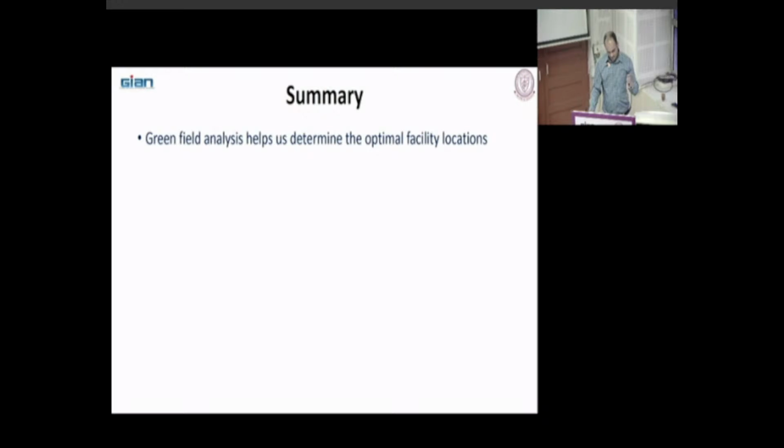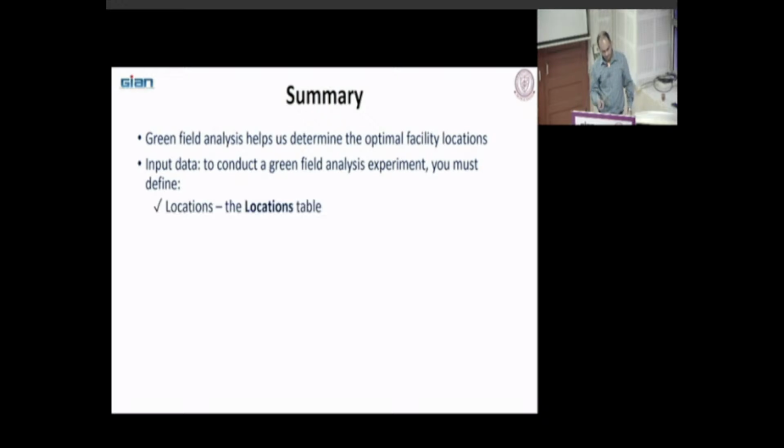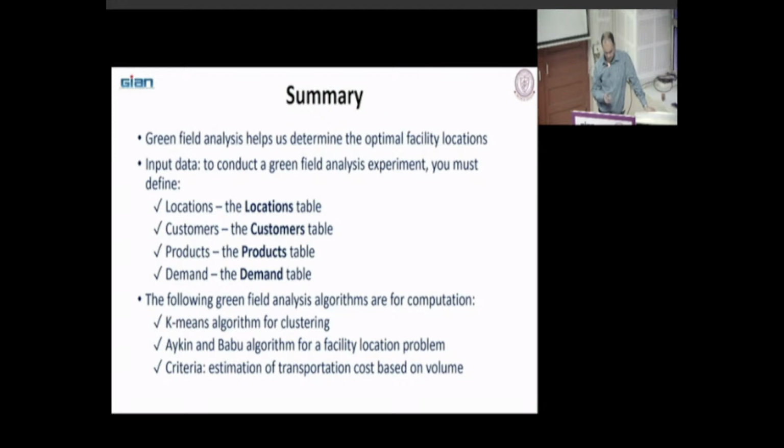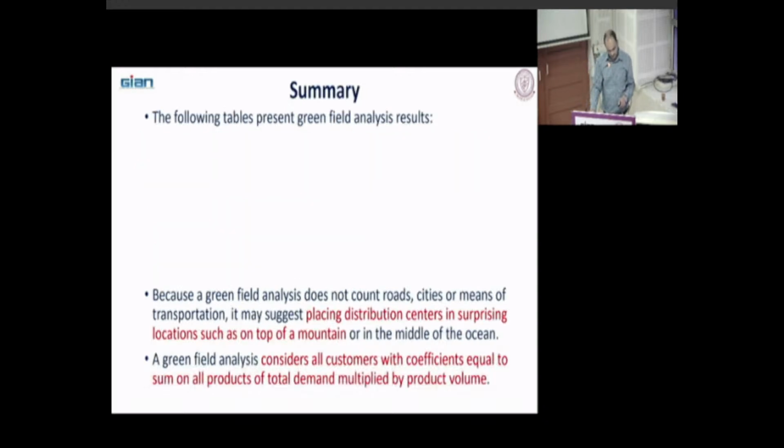Summary: greenfield analysis helped us determine the optimal facility locations. Input data to conduct a greenfield analysis experiment: we already talked about this, the locations table, customers, products, demand. And what kind of algorithms does it use? Greenfield analysis uses the K-means algorithm, the Aitken and Babu algorithm, and then estimation of transportation cost. Greenfield analysis focuses on the transportation cost basically.